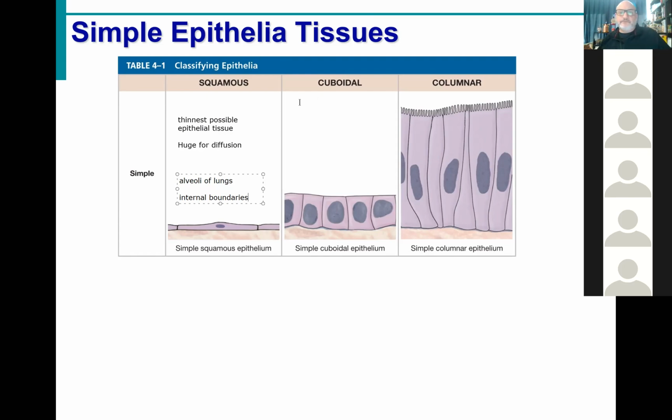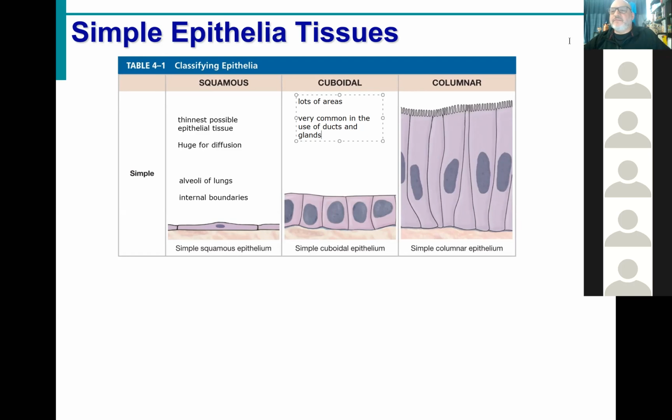Cuboidal. This is a fairly common tissue, single layer of block-shaped cells found in lots of areas of the body. However, it is very common in the use of ducts and glands. So if you're secreting some type of a substance or moving some type of substance in the body, having this cube-shaped tissue, making those ducts, making those glands, is going to be very, very useful.